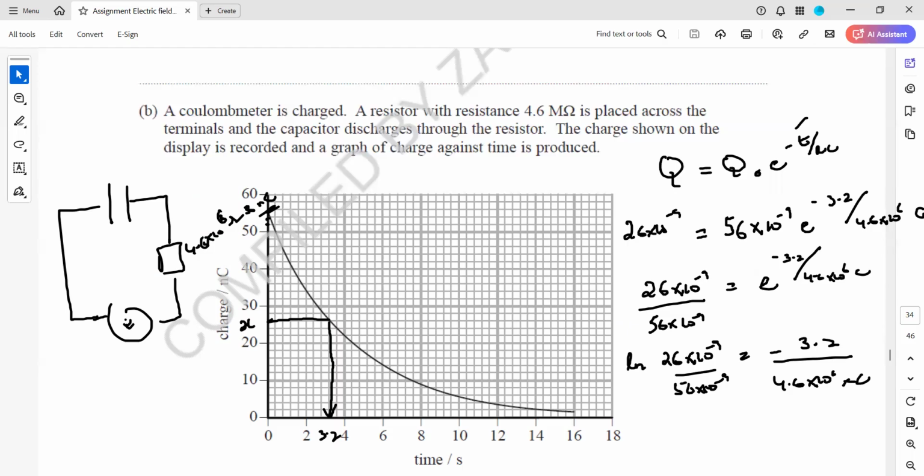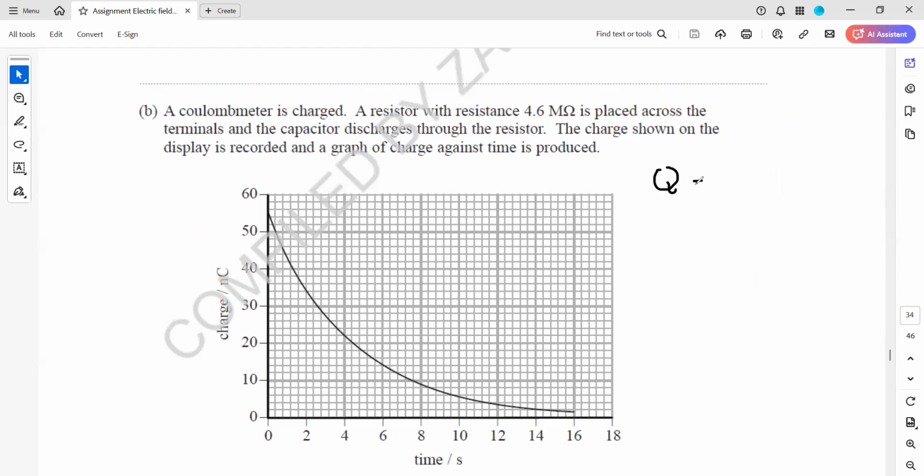There's also another way to solve the question: we can use the concept of RC as a time constant. Like we have the formula Q equals Q naught e raised to the power minus t over RC. When this time is equal to RC, when a capacitor is discharging, it will discharge to 37% of the maximum value.